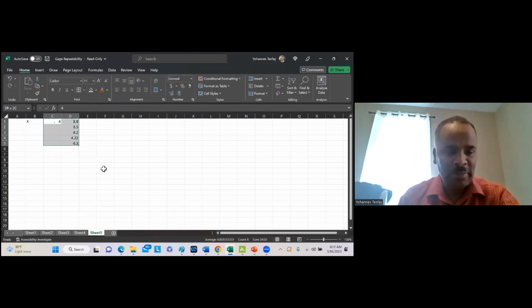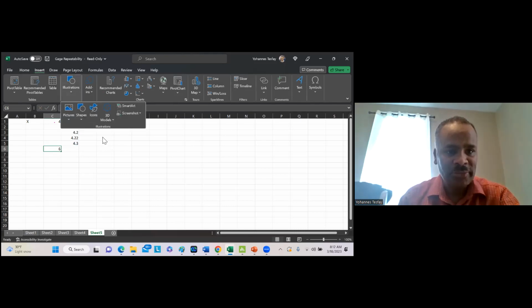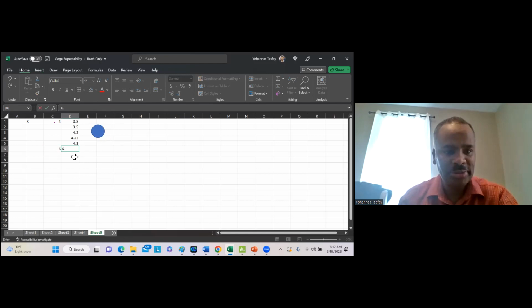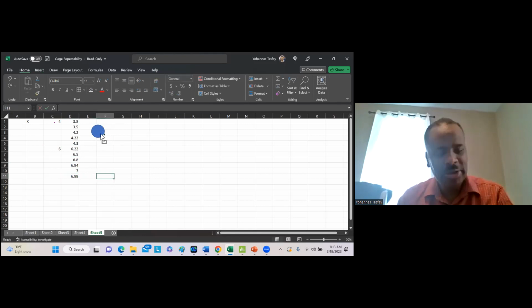You see, this is for measurement, and this is bounded by a diameter of 4. And you have, let's also say, one bounded by a diameter of 6. Then 6, let's say 6.22, 6.5, 6.8, 6.84, 7, 6.88, just like that. So now this one is measuring a larger one, showing this variance for the larger measurement.